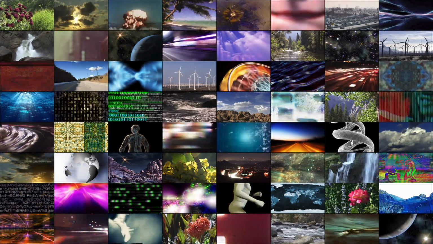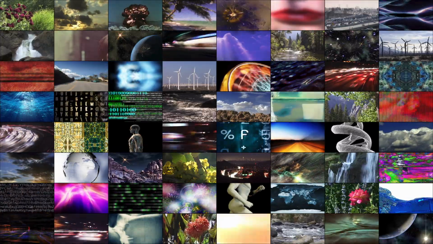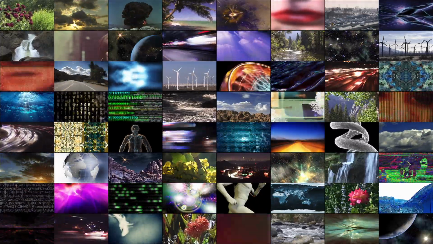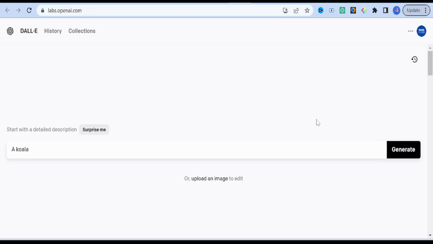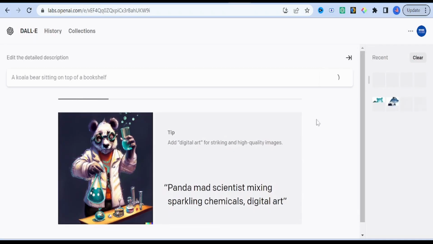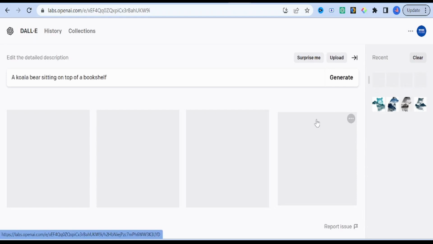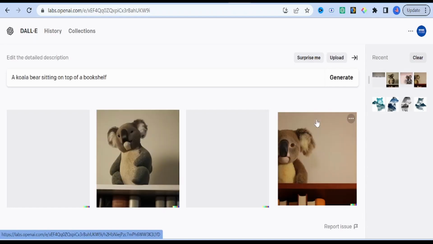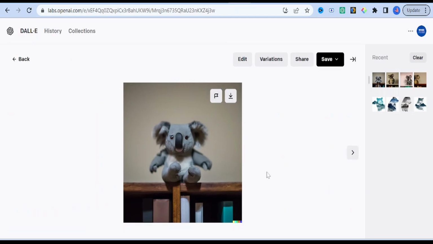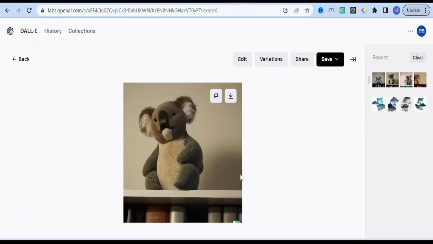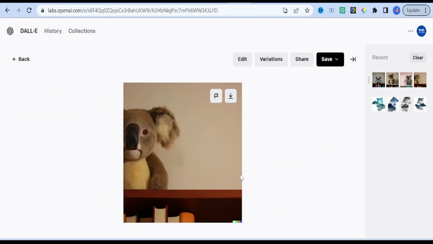Dall E 2 is trained on a massive dataset of images and their corresponding text descriptions. When you input a text description, Dall E 2 uses its deep learning algorithms to generate a photorealistic image that matches the description. As you can see on the screen, we have put in a text description of a koala bear sitting on top of a bookshelf, and Dall E 2 has generated an image that matches the description perfectly.